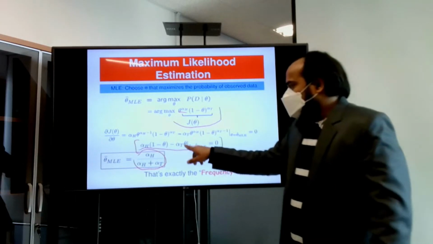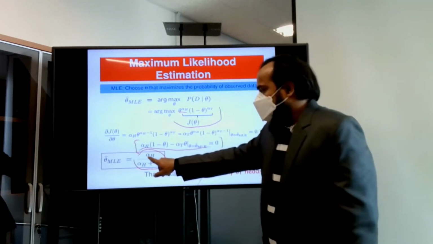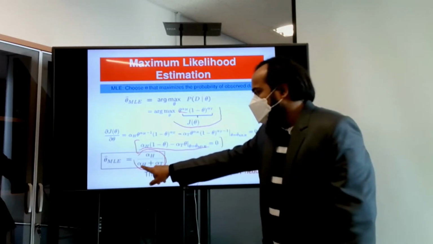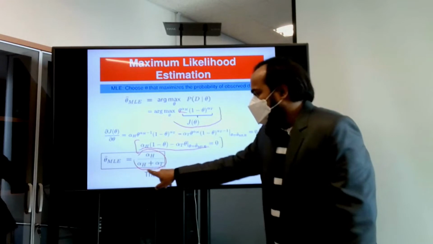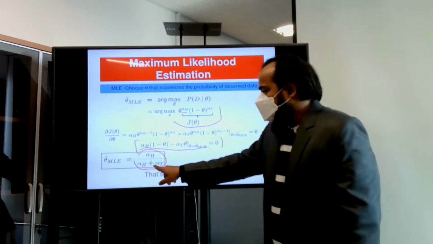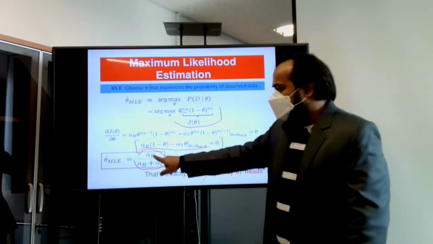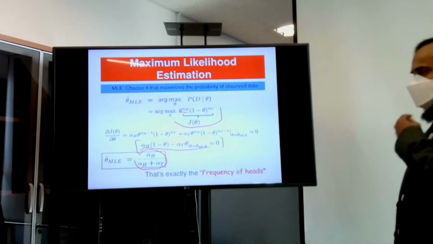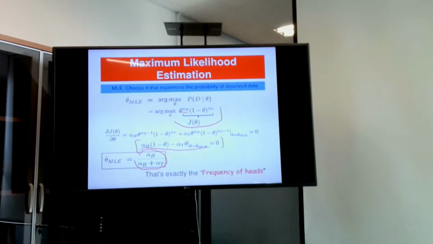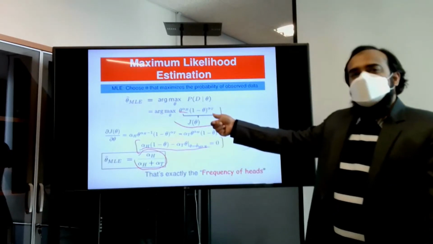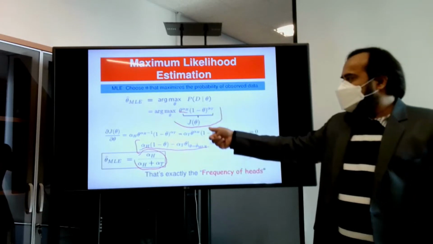And here after we solve, we can find that alpha head equals the total number of observations, meaning head plus tail. This is head divided by head plus tail. So that's exactly the frequency of the head. Very simple, we just differentiate with respect to theta.